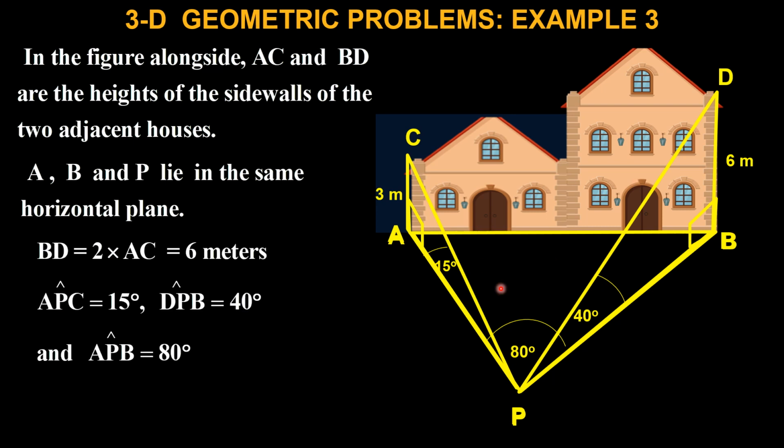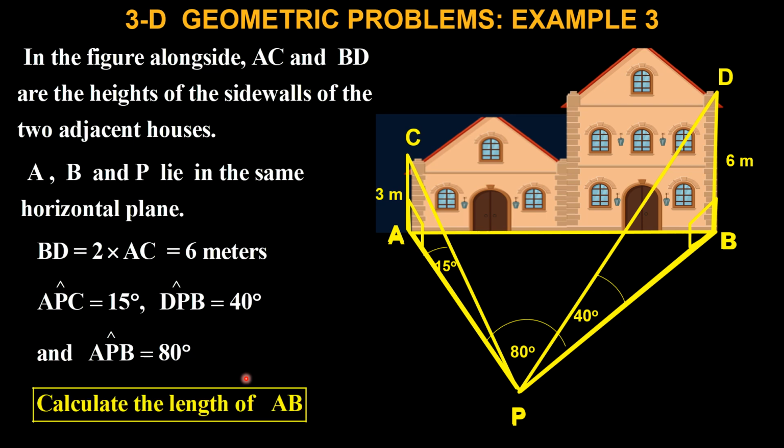Okay. Then we have some measurements given. BD is 6 meters, which is twice AC. So what would AC be? That's correct. AC is 3 meters. Angle APC is 15. DPB is 40, and APB in the horizontal plane is 80. Make sure you understand your diagram. It's important you understand. Make sure all the measurements, you know exactly where they are located, right? Let's see what question is asked here. We want the length of AB, so we want that length there. Okay, now let's go to the next slide to see what's the approach to this problem here.